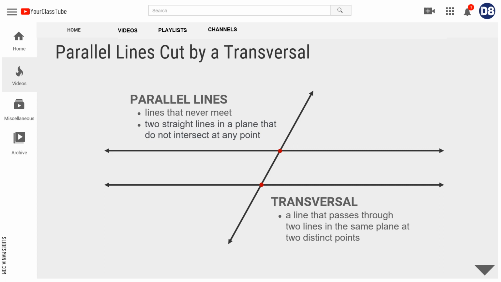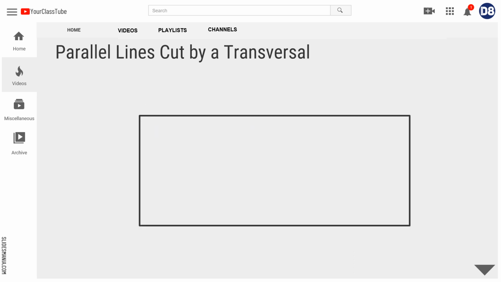So, this figure that you see is the usual representation of parallel lines cut by a transversal. This is what we usually see in books, or when you search online and type in parallel lines cut by a transversal, this is the usual look that you will see. Okay? However, we have other examples, just like this one.